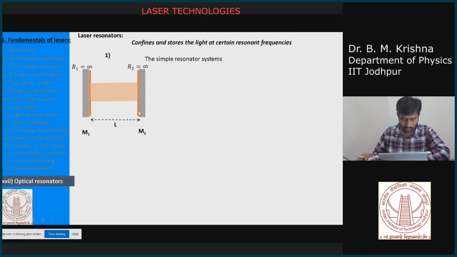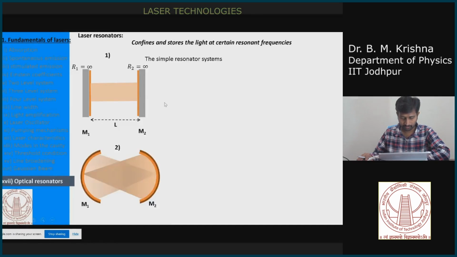So for the cavity of length L, we know that the radius of curvature of a plane mirror is infinity. Similarly, if your two mirrors are plane mirrors, your R1 and R2 will be infinity.